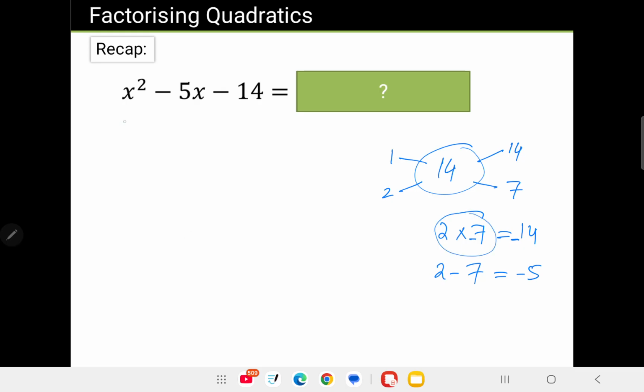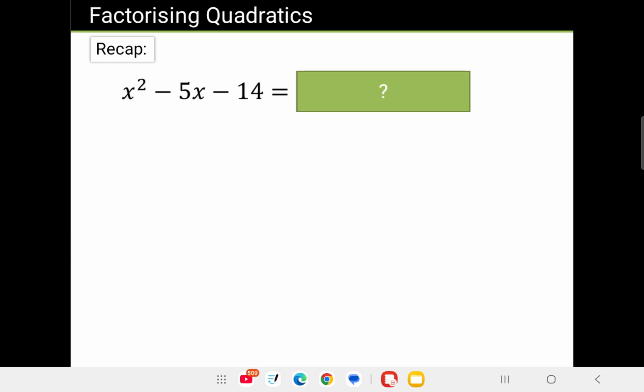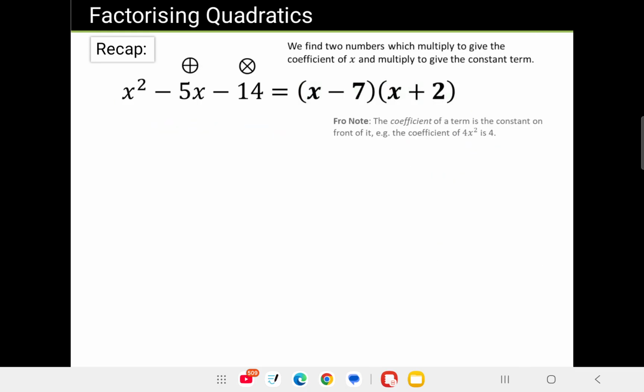So our factors should be x and x, because the coefficient of x squared is 1, so you can write the factors directly in this case. We just need to pick these numbers, 2 and minus 7, so it will be x plus 2 and x minus 7. So these should be the factors of this quadratic expression by using the factorization method. You can see x minus 7 and x plus 2 are the factors of this quadratic expression.